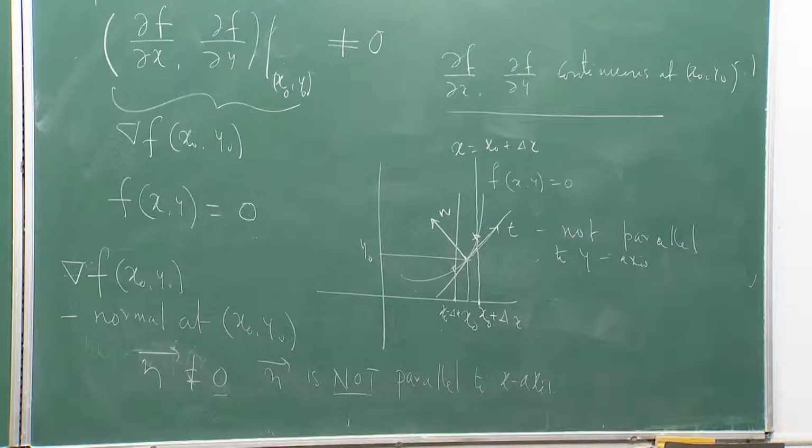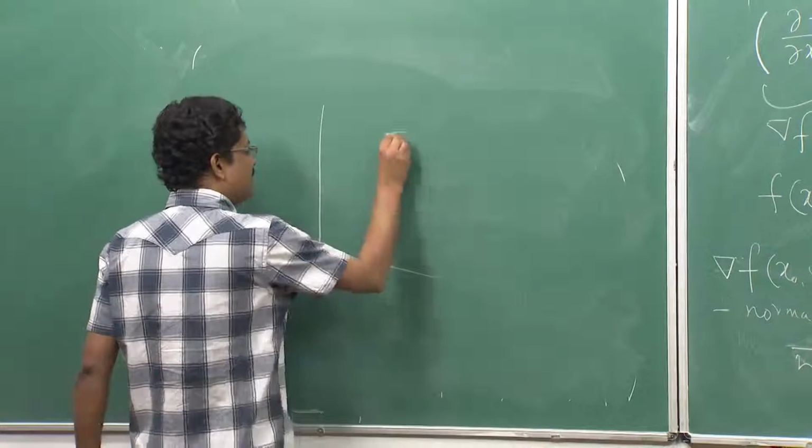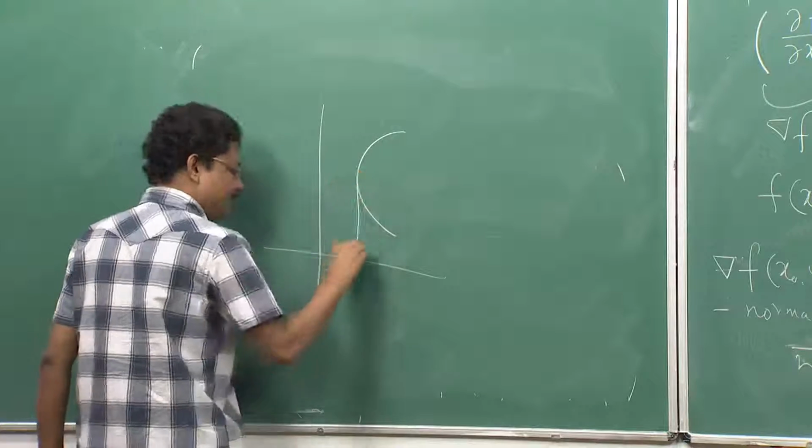And of course, you can see that instead of this, why can we not achieve it everywhere? Why do I need this? Suppose I have a picture like this, and I am looking at this point x naught.